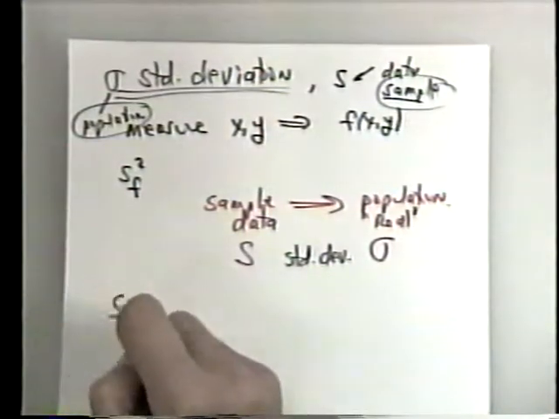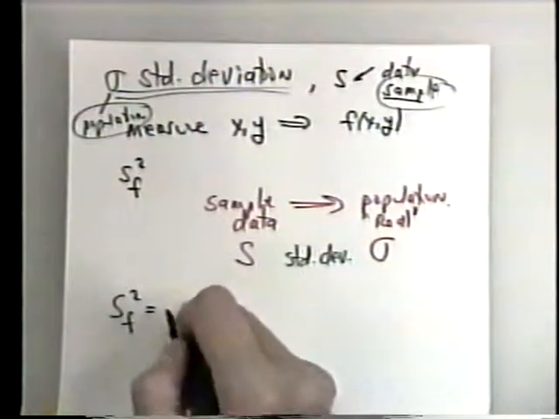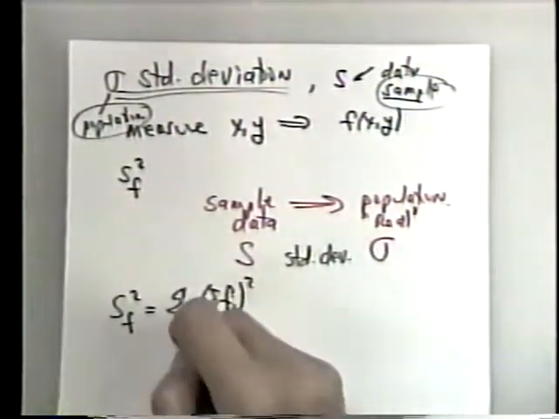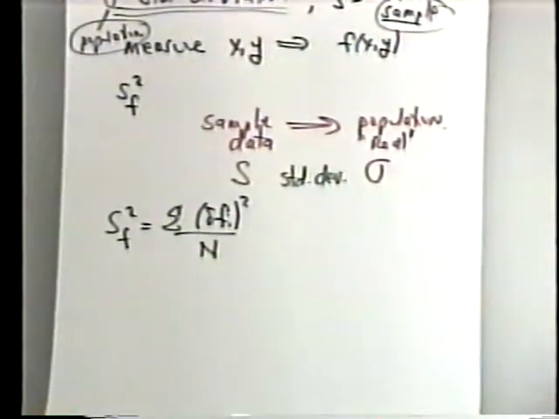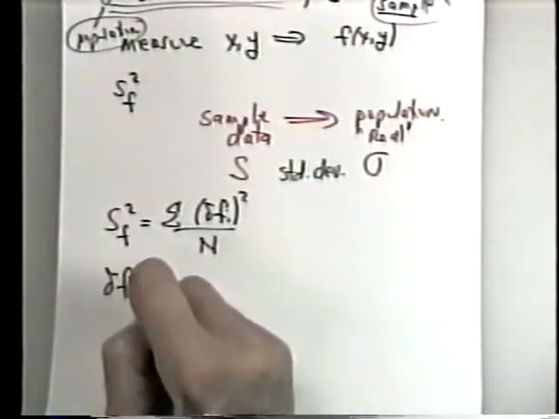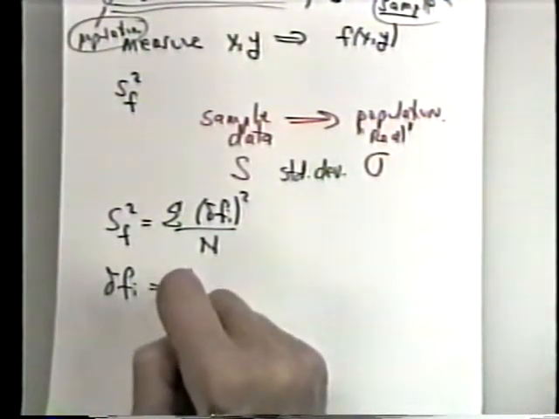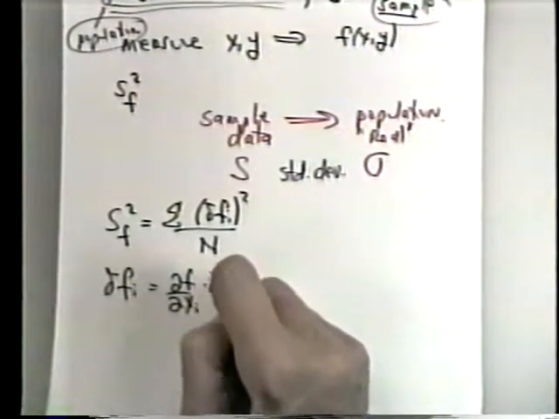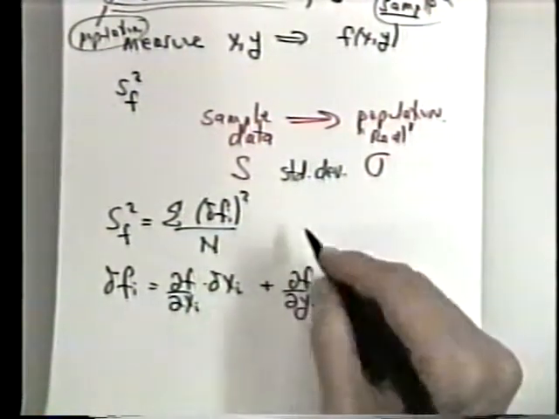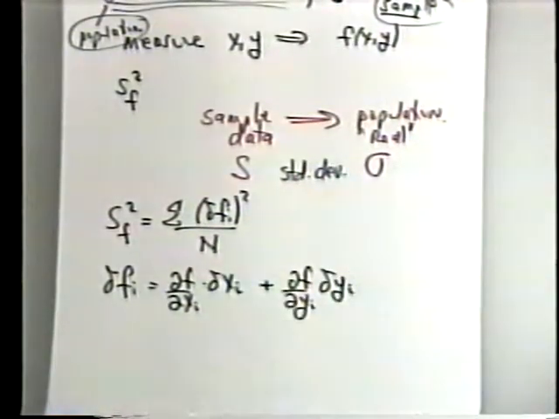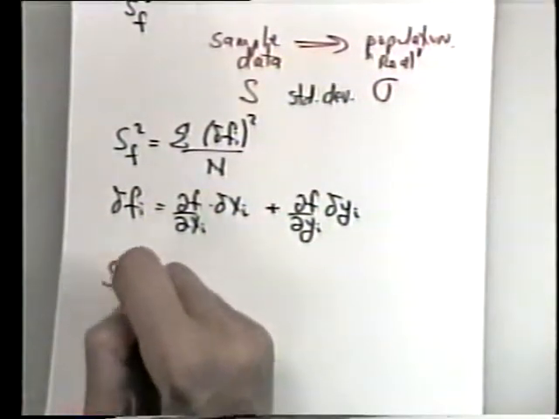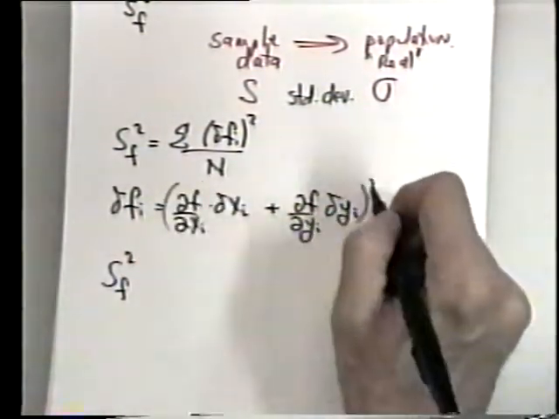So S, the standard deviation squared, is really the sum of the individual deviations in F squared divided by the total number of deviations. We remember before we used the fact that delta F is dF/dx times delta xi for each variable plus the derivative of F with respect to the y coordinate. And I'm putting the yi's here because this is for each data point that we have.